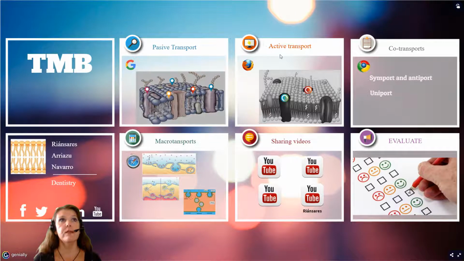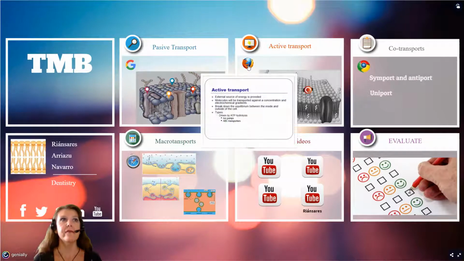Okay, what about active transport? Active transport means that molecules are going to move from lower concentration to higher concentration. That means that they are going to move against concentration and electrochemical gradients. For that reason, energy is required, ATP is required. There are different types, driven by ATP hydrolysis or co-transports. We can include co-transports here.